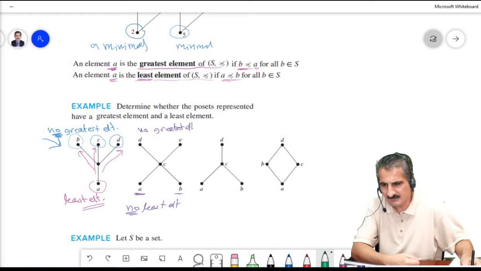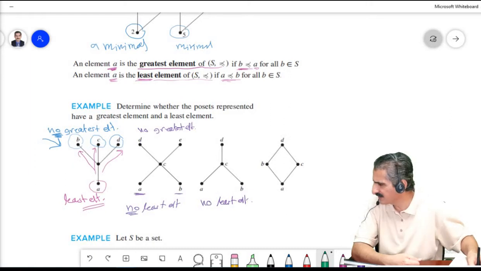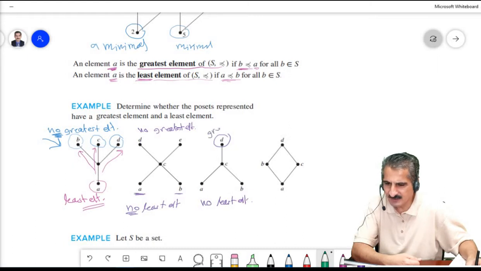Greatest element. Oops. Okay. What about this one here? Do we have the third digraph? Do we have a least element? Again here, no least element. Do we have a greatest element? And this is one, the greatest element. What about this, the fourth one? Do we have a least and the greatest? We can see this is the least element, and this is the greatest element.